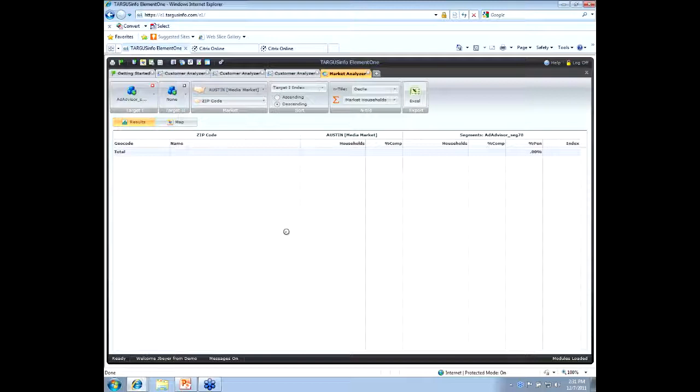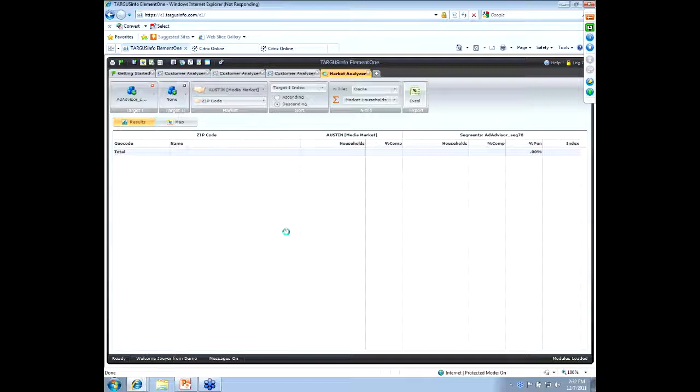And so the market analyzer within the ElementOne platform allows you to take any segment or group and apply that to any market in the U.S., all the way down to the block group level. And what we'll see is the number of households that are in that media market relative to this segment.